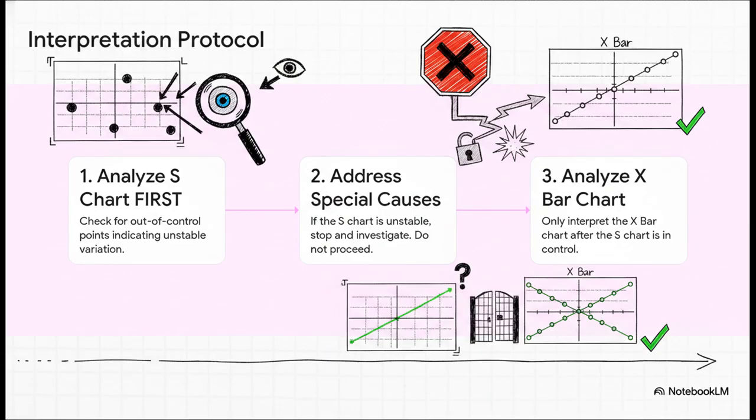Step 2, if you see one of those red flags, you stop. I mean it. Do not pass go. You have to investigate what caused that instability before you do anything else. It's only after you've confirmed that your variation is stable, that the S chart is in control, that you've earned the right to move on to step 3 and analyze the XBAR chart.